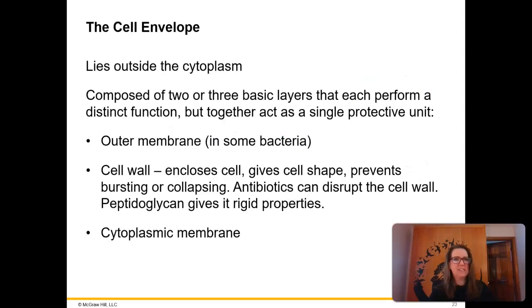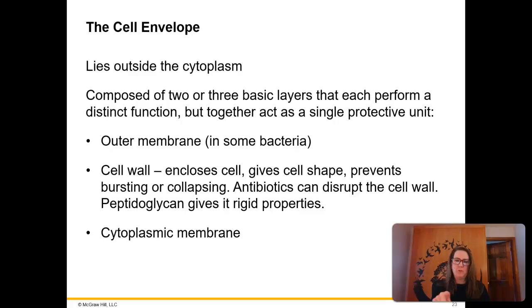All right. Next up, we have the cell envelope. It lies outside of the cytoplasm. So this you already know because it includes the cytoplasmic membrane, or that plasma membrane. So this is really going back to that inside out.